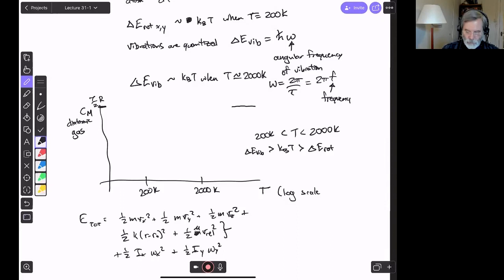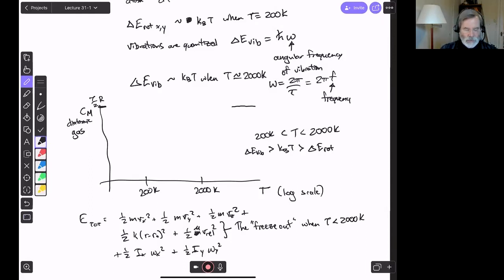The technical phrase for that is that these quote unquote freeze out. These terms freeze out when T is less than 2000 Kelvin, meaning you're no longer in the regime where you have enough thermal energy to be promoted ever out of that ground state to the first excited state. At that point the molecule is no longer able to vibrate. It's always stuck in the ground state of the vibrational energy.